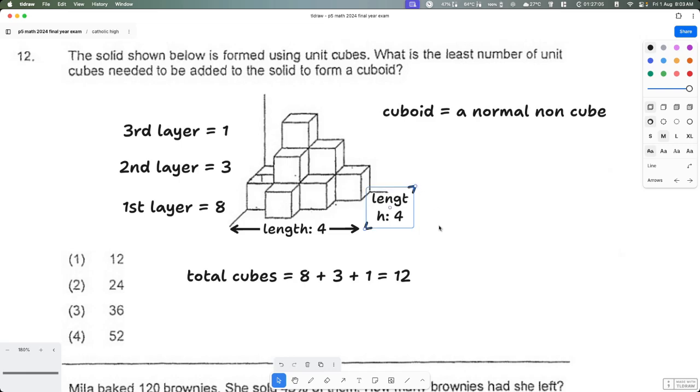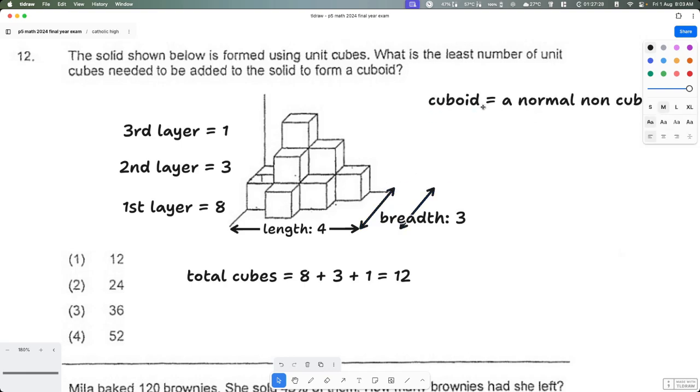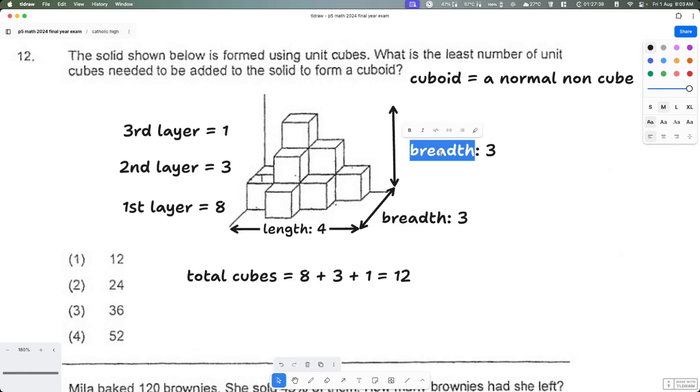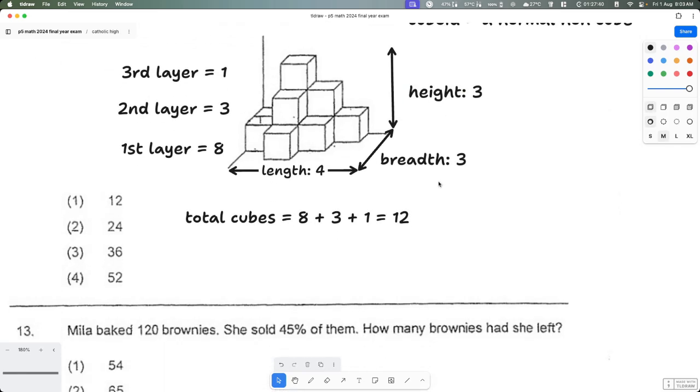The breadth over here. Let me just cancel this. So the breadth of this will be 3. I'm going to write down breadth is 3, and then 1, because we have 3 in this case. And what about the height? It's a cuboid, so the height itself will be 1, 2, 3 as well. So breadth is 3, and the height is 3 as well. Length, breadth, and height.